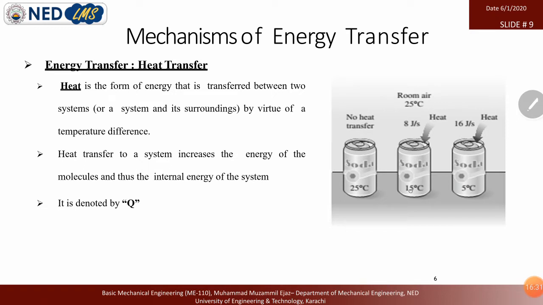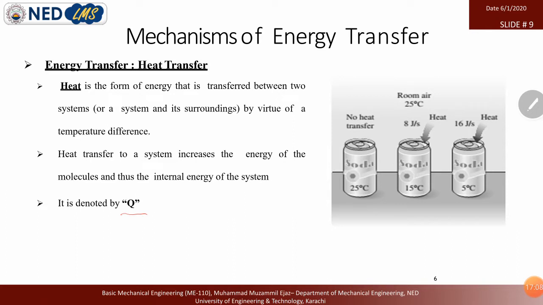But in later soda bottles, we have seen that the temperature of the second bottle is 15 degrees and the outside temperature is 25, so it will exchange heat at 8 joules per second. And if we increase the temperature difference, like in this case the soda bottle has 5 degrees and the outside temperature is 25, more heat transfer takes place, like 16 joules per second. In thermodynamics it is denoted by capital Q.